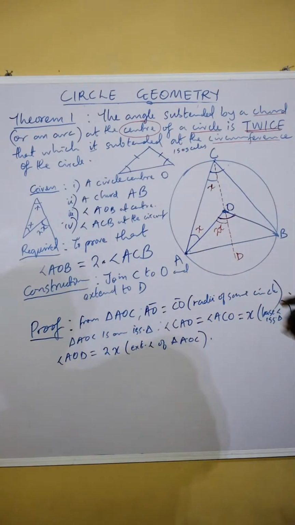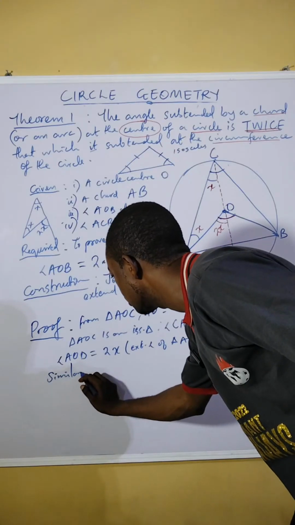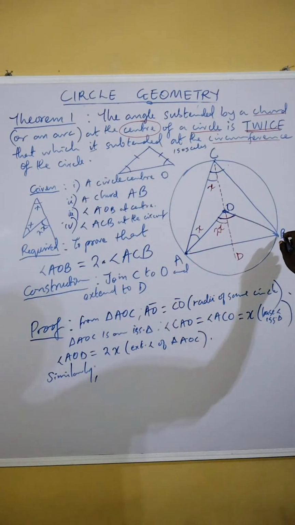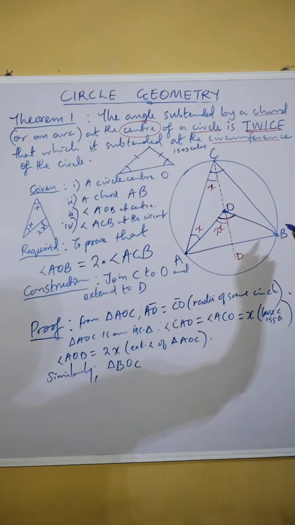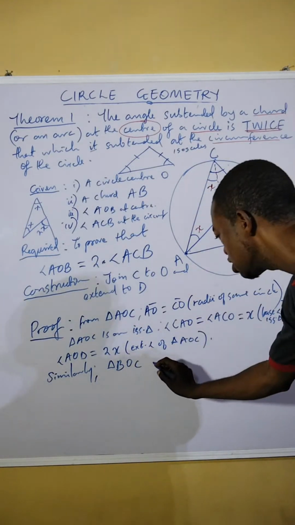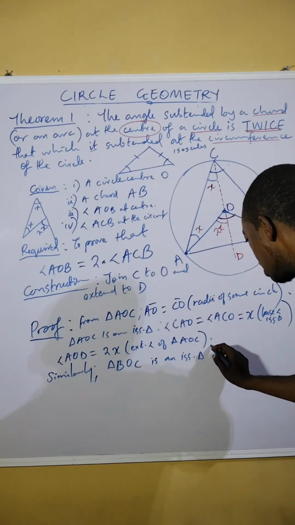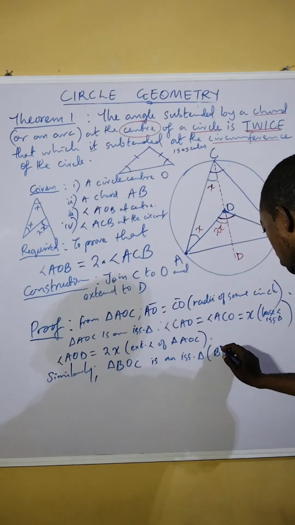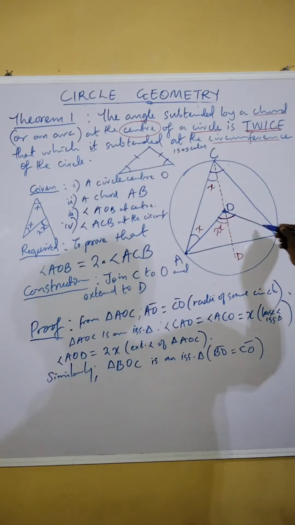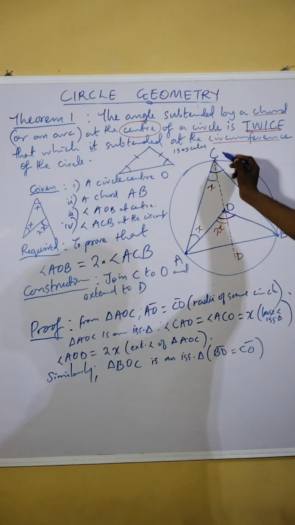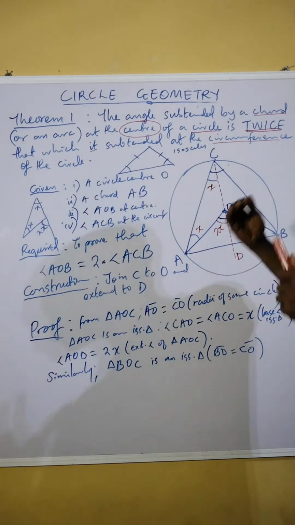Now similarly, we have the same thing. Triangle BOC is an isosceles triangle as well. Why? Because we have line BO equal to line CO. Both are radii. BO here is a radius, CO here is also a radius. So both are radii, which makes this triangle BOC an isosceles triangle.